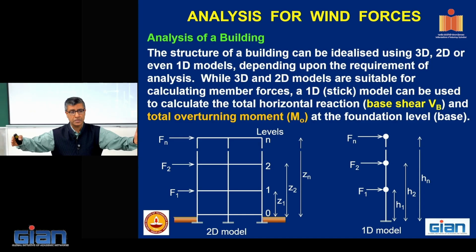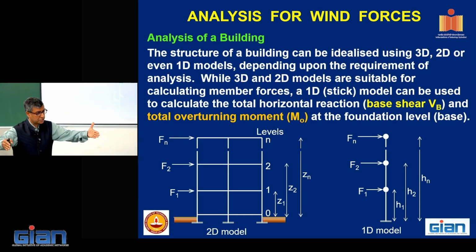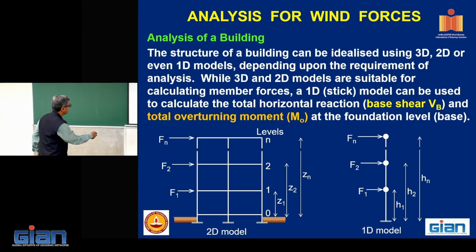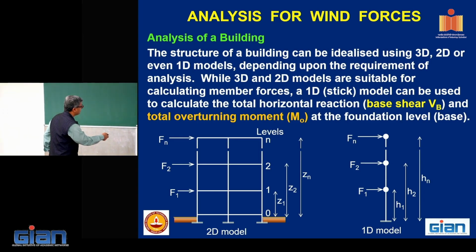Area is the width of obstruction times the tributary height. That means, say for the roof, the tributary height will be from the mid height of the top story to the top. For any other level, it will be mid height of the upper story to the mid height of the lower story. That is my tributary height. That means tributary height times the width is my effective area.